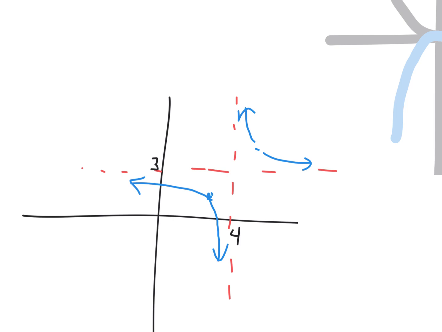Okay. Can you write the equation for it? You know it starts with 1 over x, right? Can you write the equation for it? And can you give me the domain? One thing at a time, just the equation. Hint, there's a 4 and a 3 involved.